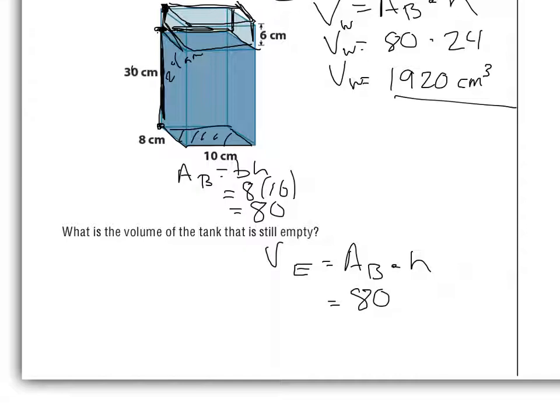And then what is the height of just the empty space? Just the empty space is 6 centimeters high. So the volume of our empty space would be 80 times 6, which gives me 480 centimeters cubed.